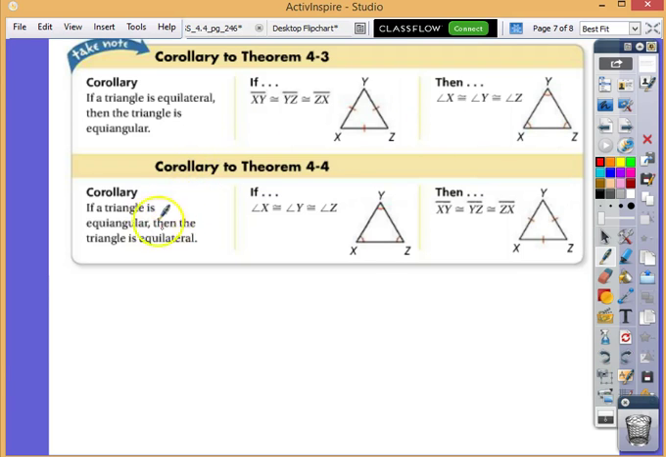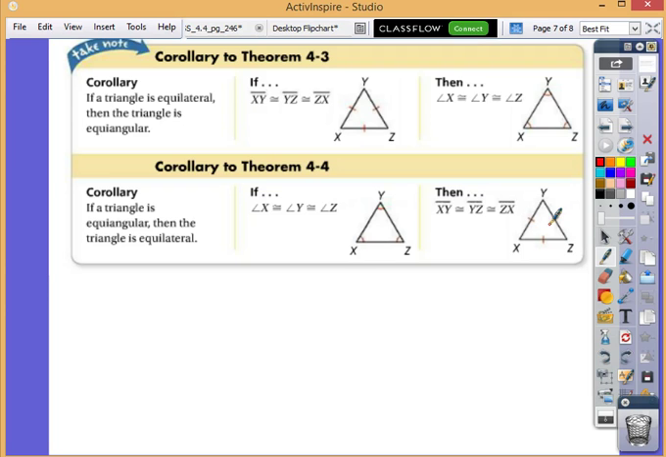And if the triangle is equiangular, then it's equilateral. If all the angles are the same, then all the sides are the same. So all of the things that apply to isosceles triangles can apply to equilateral triangles too, except you can use any side as the base. So it even has more things applicable.